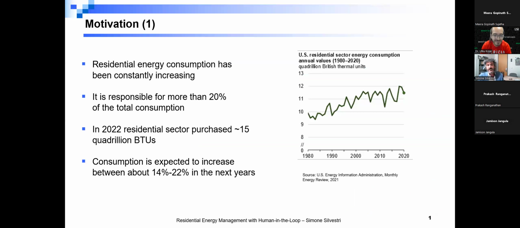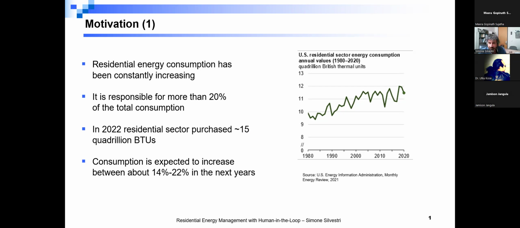As you can imagine from the title, the main topic of this talk is energy management for residential buildings. The energy consumption of residential buildings has been constantly increasing, and you can see it in this graph, for example, and it is responsible for more than 20% of the total energy consumption in the United States. It is expected to further increase in the next years, and this is especially true for developing countries in which, of course, the development of buildings is even more pronounced than here.